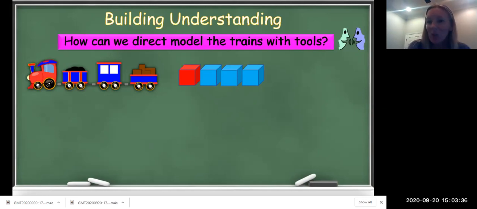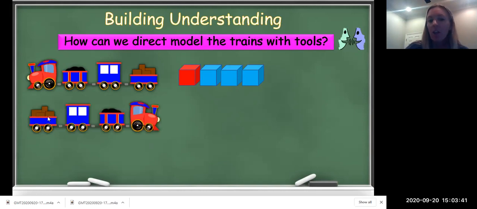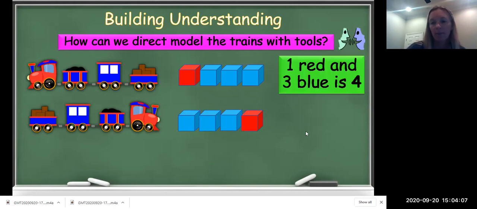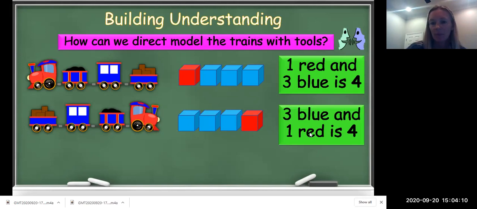Awesome. Hopefully you guys said 3. So if we look at our train this time, we can see the 3 blue first and the 1 is going to go last. And if we count these, we should get 4 just like we did up top. 1, 2, 3, 4. Perfect. So we have 1 red plus 3 blue, and down here we have 3 blue plus 1 red. And the answer is still 4. All right, so we can have any numbers, but in a different order.